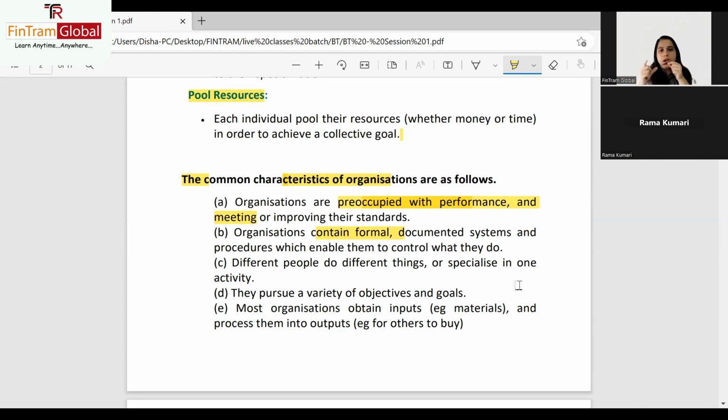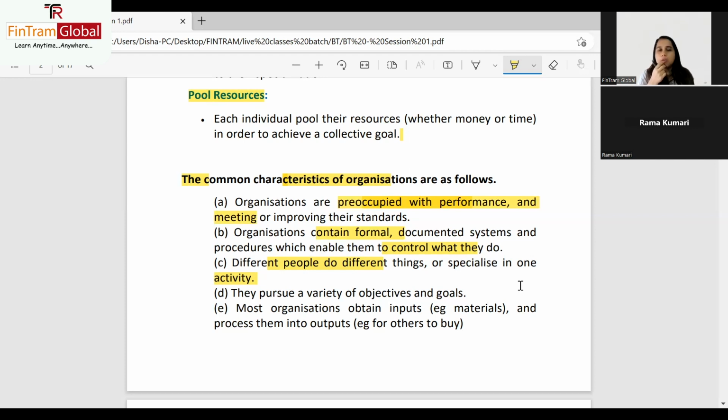There are documented systems and procedures that are always there to control what exactly and how exactly things are done. Then different people do different things, or they specialize in one activity. Of course, this is also a characteristic, that there are going to be so many people in an organization. Everyone will have some other skill, right? Some skills are probably going to be common.